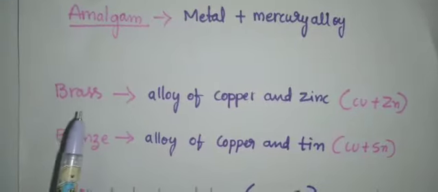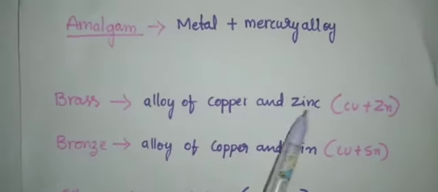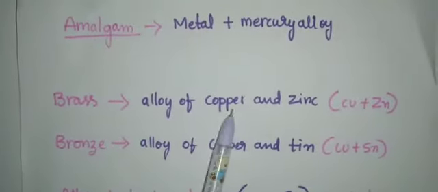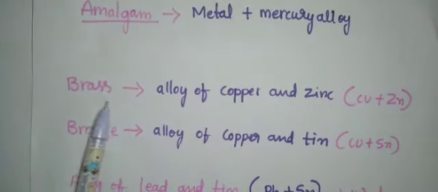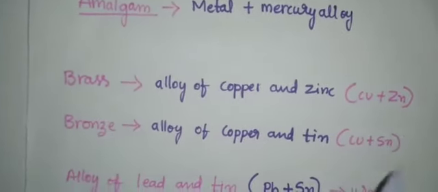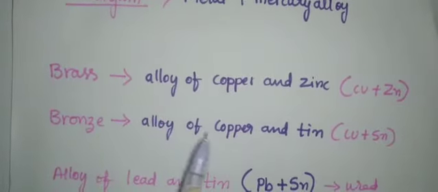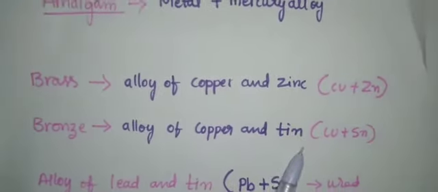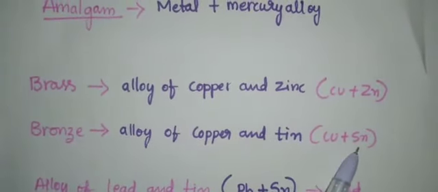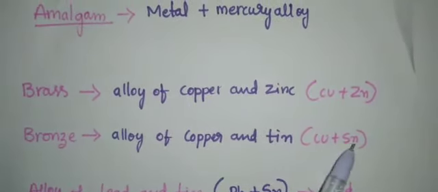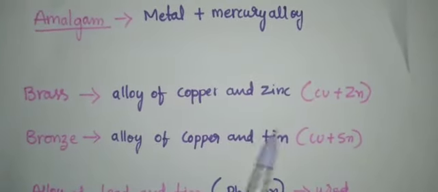Next is brass. Brass is an alloy of copper and zinc. So when you mix copper and zinc, you will get brass. Brass ಅಂತಂದ್ರೆ ಹಿತ್ತಾಳೆ. So copper and zinc. Next is bronze. Bronze is an alloy of copper and tin. Copper and tin. The chemical symbol is Sn for tin.